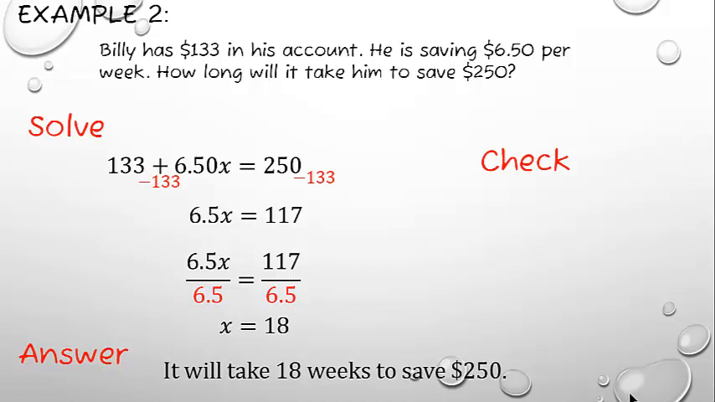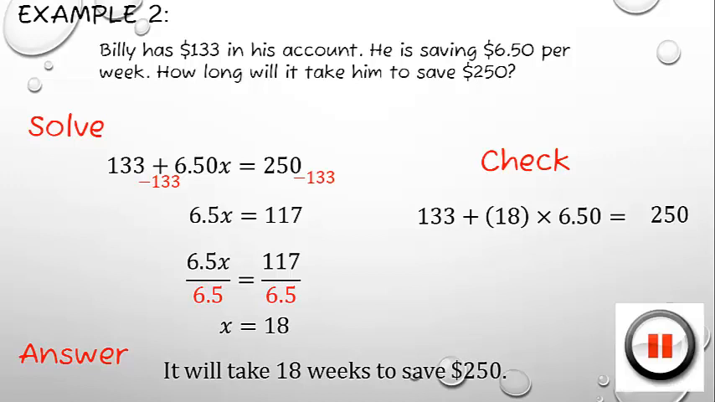Okay, now let's check our answer. We have 133 in his account plus $6.50 per week and 18 weeks equals 250. So we've checked that. I'd like you to pause there, get the rest of the example down, and we'll do one more example.